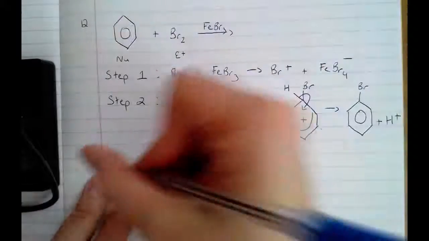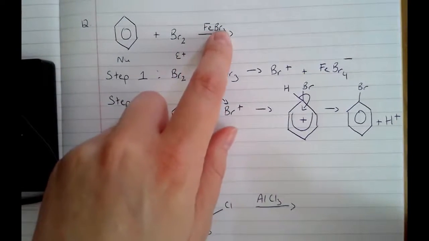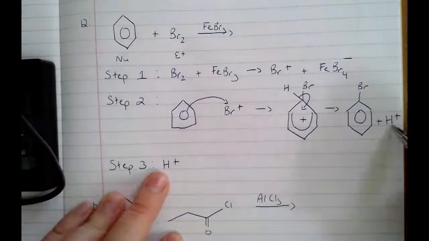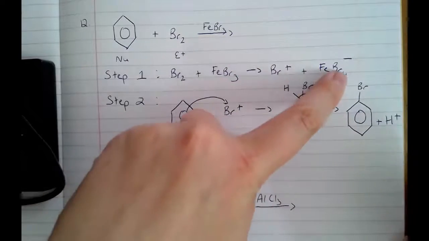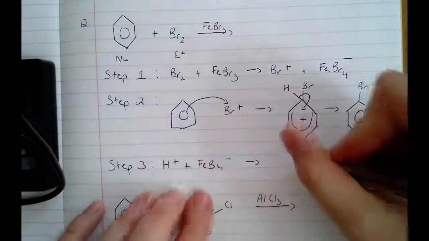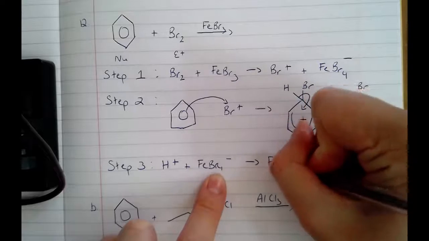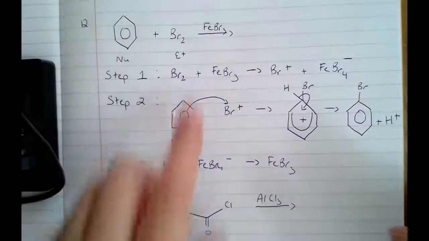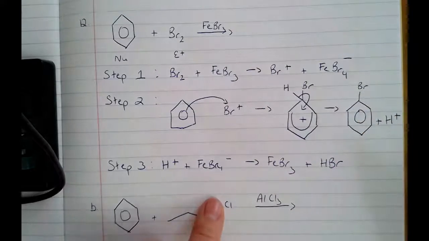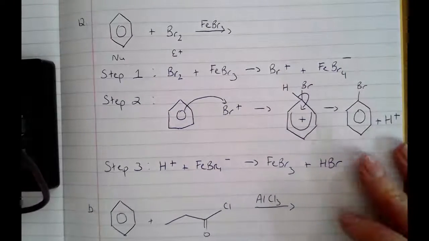In your third step, you regenerate your catalyst. So our original catalyst was FeBr3. I have to show that that catalyst forms again. I take my H+, I react it with my FeBr4 minus, and I end up with FeBr3, so I'm regenerating my catalyst, and I also end up with hydrogen bromide. Step 1, 2, and 3, this whole mechanism is worth 5 marks. You need to detail each of those steps.